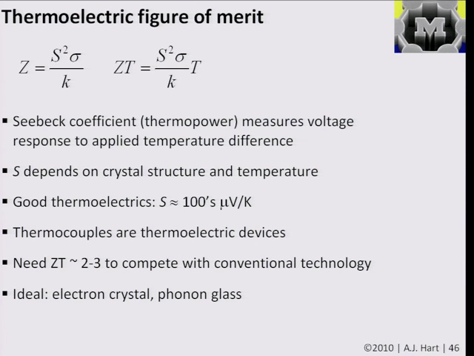So this factor needs to be around 2 to 3 to really be competitive with, say, a refrigerator that you would buy off the shelf. And right now it's been stuck at around 1, although that's been improving. And like I said, the ideal material, if you could engineer it, would be something like, for electrons, it would behave as a crystal with high conductivity, whereas for the vibrations or phonons, it would be disordered like a glass and really restrict heat flow.